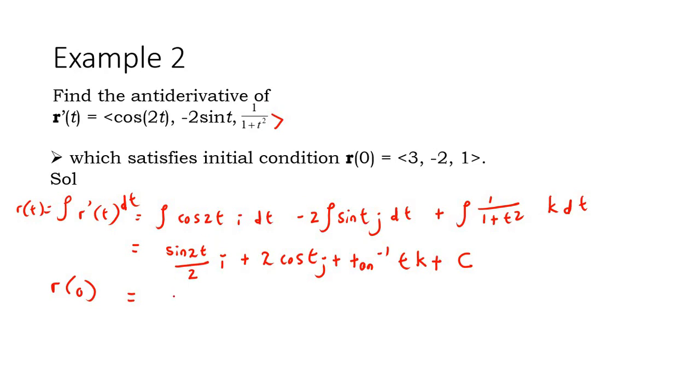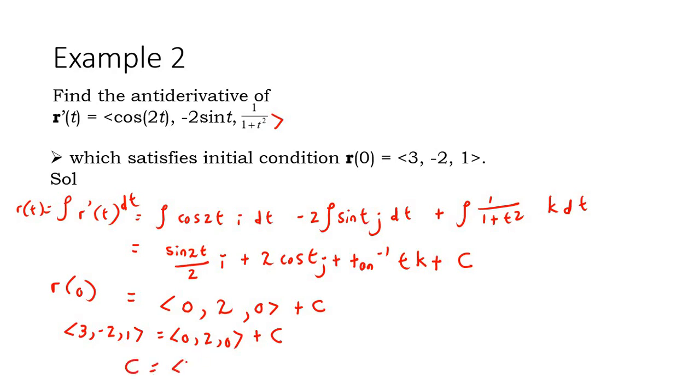So we plug in the initial condition. Integrate r prime(t) dt, you get R(t), so R(0). Substitute t equal to 0: sin 0 is 0, cos 0 is 1, and then arctan 0 is 0. Okay, so plus C. And given that at t equal to 0, R(0) is actually (3, negative 2, 1). So equal to (0, 2, 0) plus C. So you find what is C.